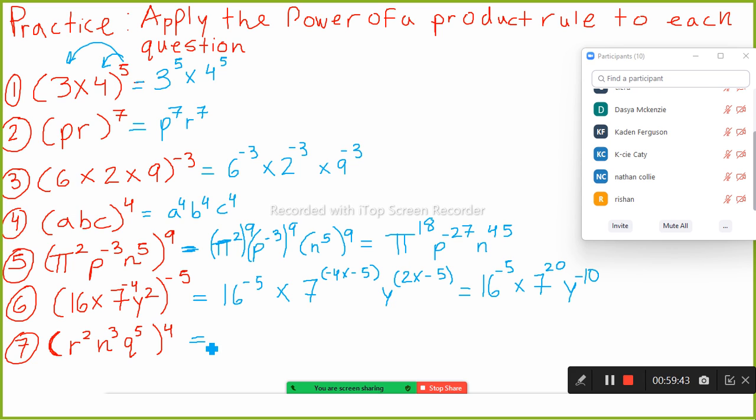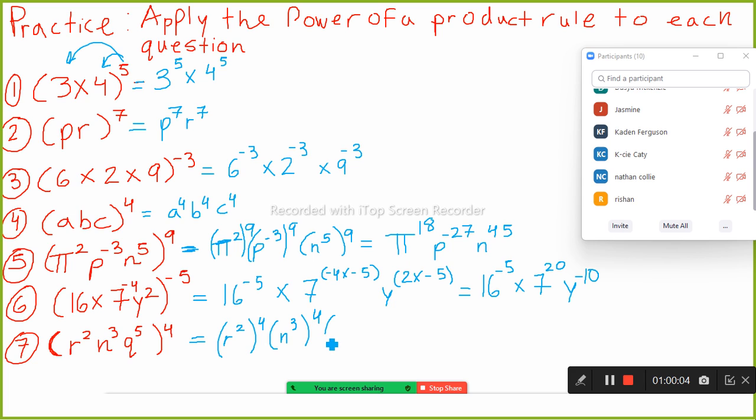I could try. Sure, okay, no problem. It's r to the second power to the fourth power. Excellent. R to the second, n to the third power to the fourth power, q to the fifth power to the fourth power. Good.